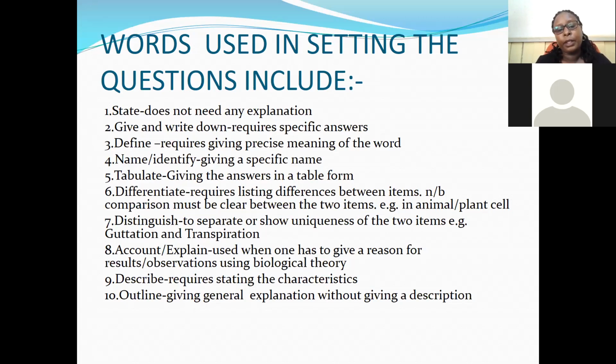Another word we use is to distinguish. To distinguish, which is almost similar to differentiate.